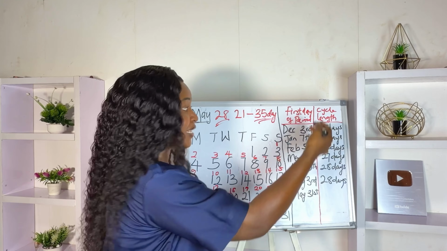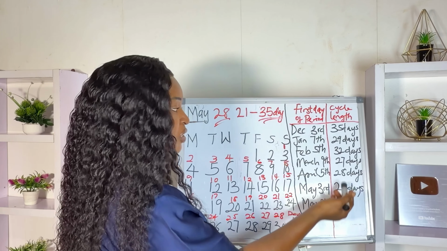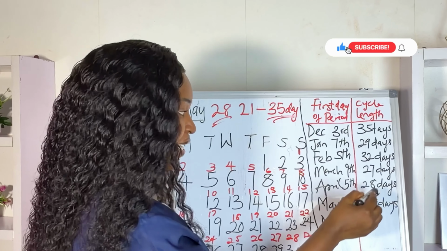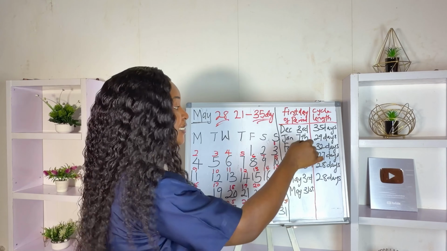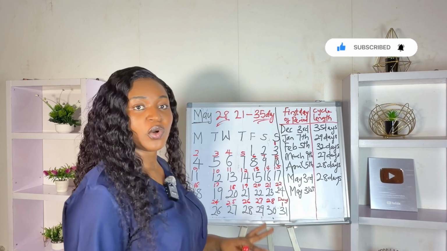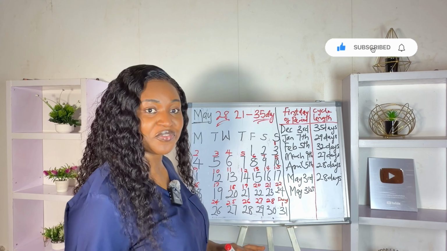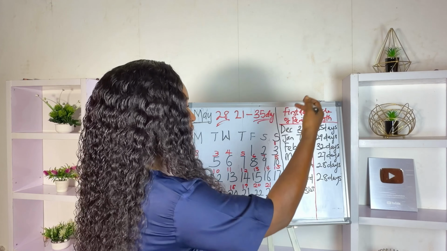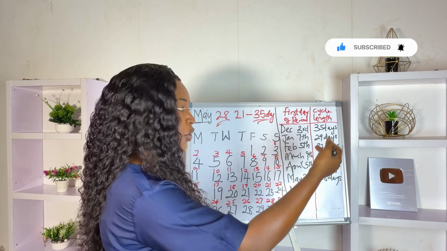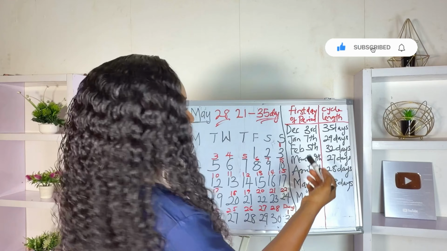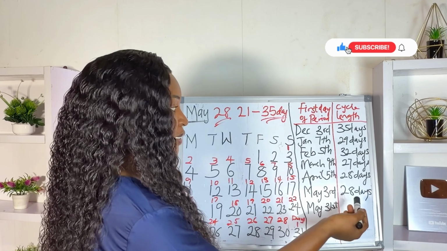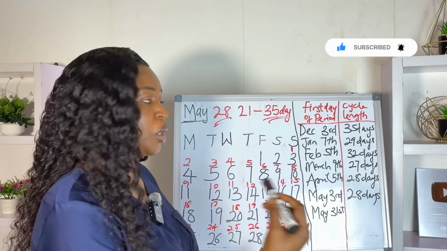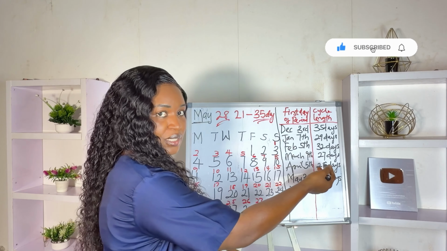So we can see that her cycle length varied for the past 6 months. It was just in April she had 28 days, and in May she had 28 days. This does not mean that her cycle length is regular. So let's calculate the fertile window and safe days of this lady for the month of June. Now what we're going to do is take the smallest number, that's the shortest cycle length she had. Now the shortest cycle length she had for the past 6 months is 27. So what we're going to do is subtract 18 from 27.